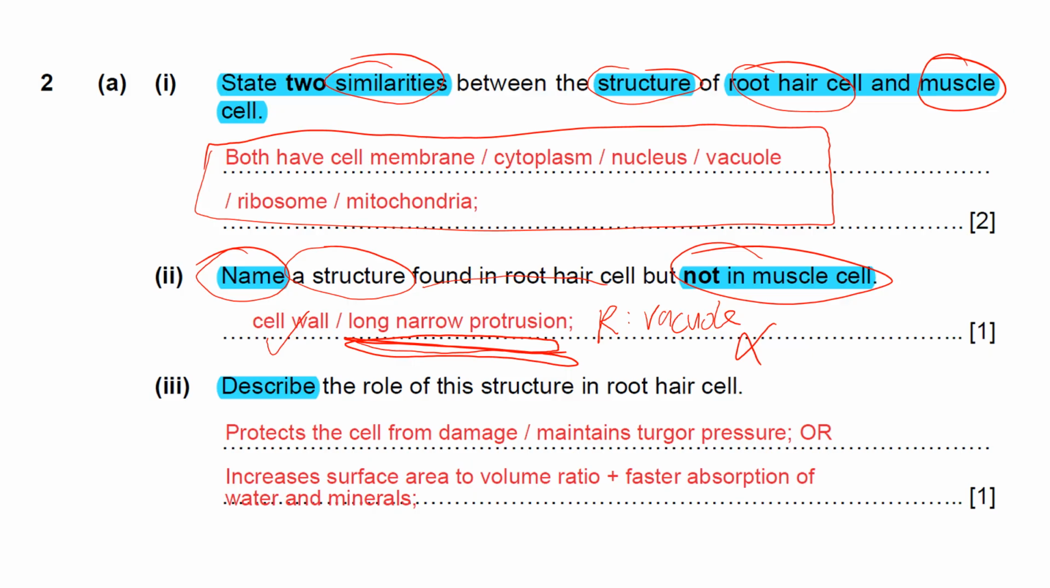If you talk about cell wall, then the role of the cell wall is to protect the cell from damage or to maintain turgor pressure. Okay, if you talk about long, narrow protrusion, then the explanation or the description has to be linked to long, narrow protrusion, which is the adaptation of a root hair cell to increase surface area to volume ratio for faster absorption of water and mineral salts. So it depends on what you write, and part 3 has to be linked to part 2.